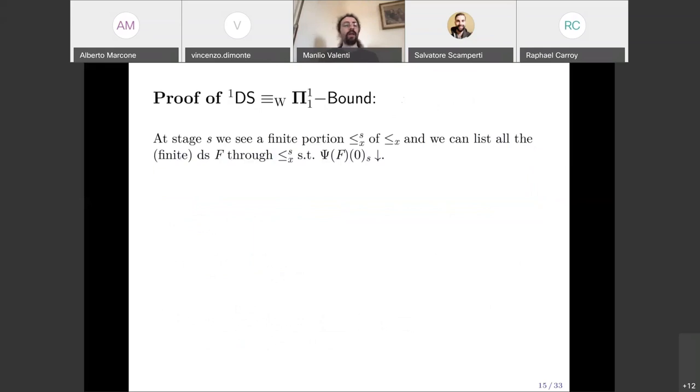So what we do now is the following. At any stage s, what you see is a finite subset of the order, right? This is a finite order, so you can just, by exhaustive search, list all the finite partial descending sequences and wait for one of them to be such that the backward functional converges on its first element in s steps. The idea is that since this order is ill-founded, and if you apply the backward functional to any descending sequence, by hypothesis it will have to converge, then if you take s large enough, you will find some finite prefix of a descending sequence on which the backward functional will converge.